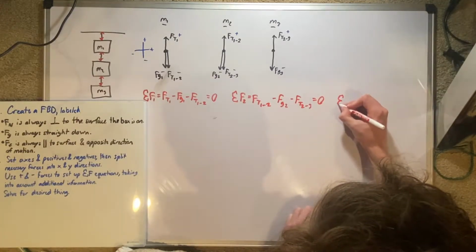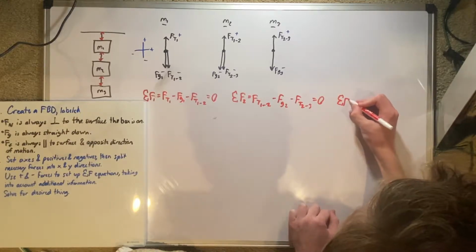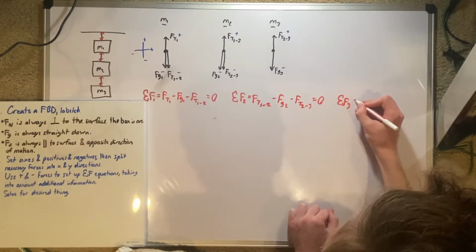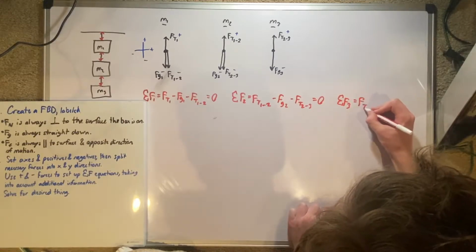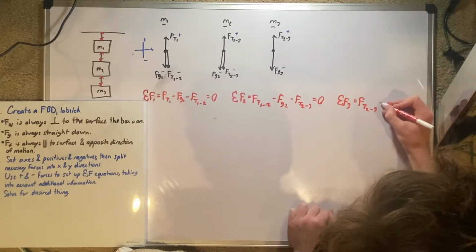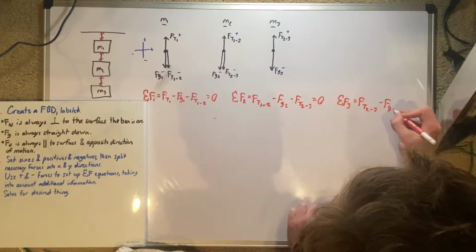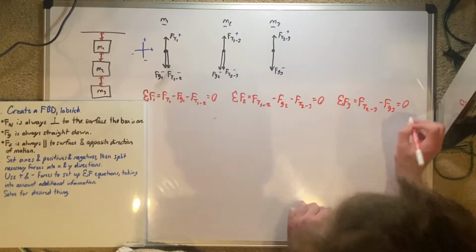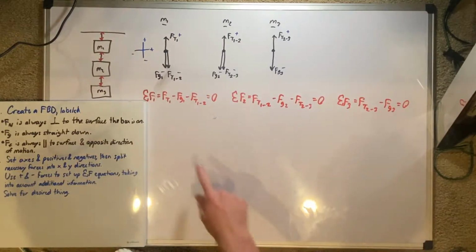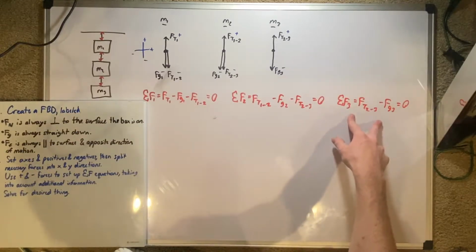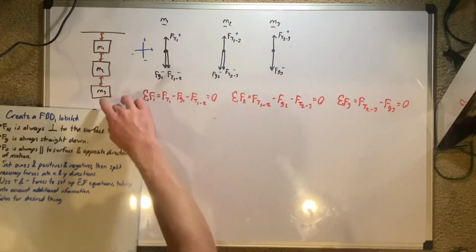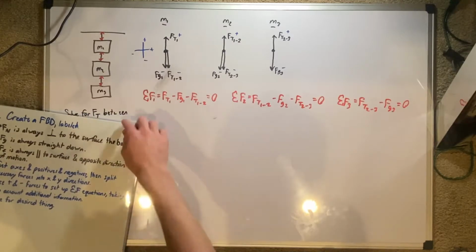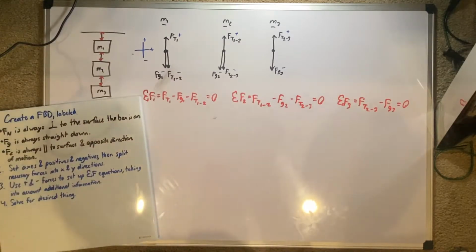Now, our sum of forces on 3 is equal to force of tension 2 to 3 minus force of gravity 3, and it's also equal to 0. It's literally just the same thing 3 times, except this one doesn't have an extra force of tension because there isn't a rope on the bottom of it. Great. So now, let us solve for things.